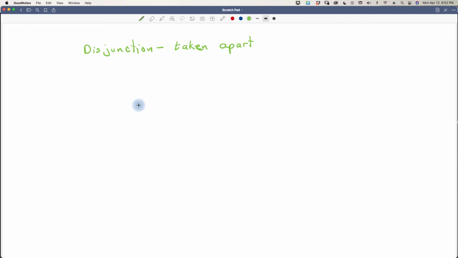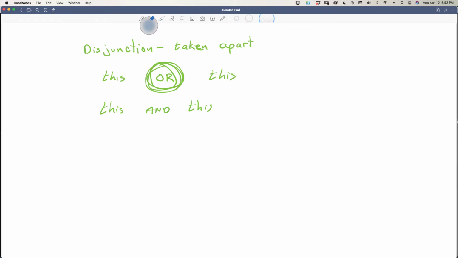So when we have a disjunction on a graph, it is going to be using the word or. This or this. When we have a conjunction, it is this and this. But a disjunction uses the word or. And we don't know which one, so we have to graph both of them. Okay?